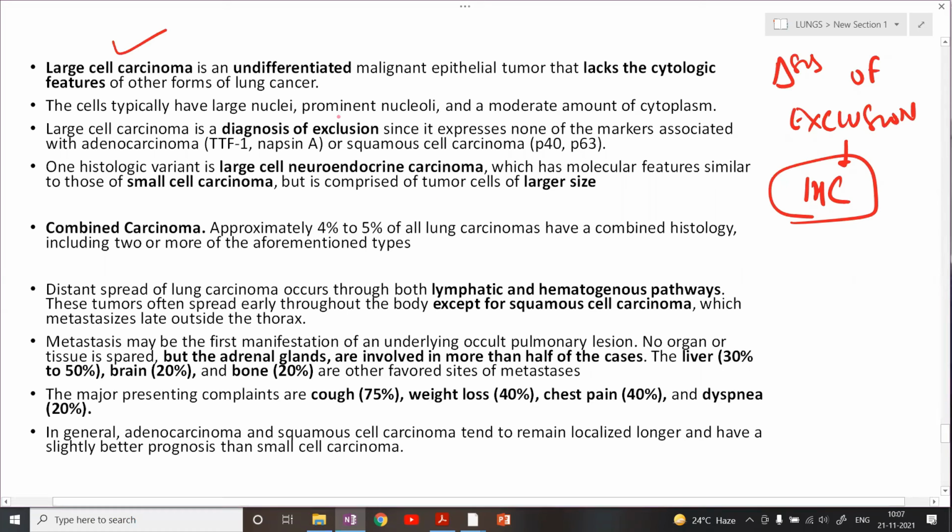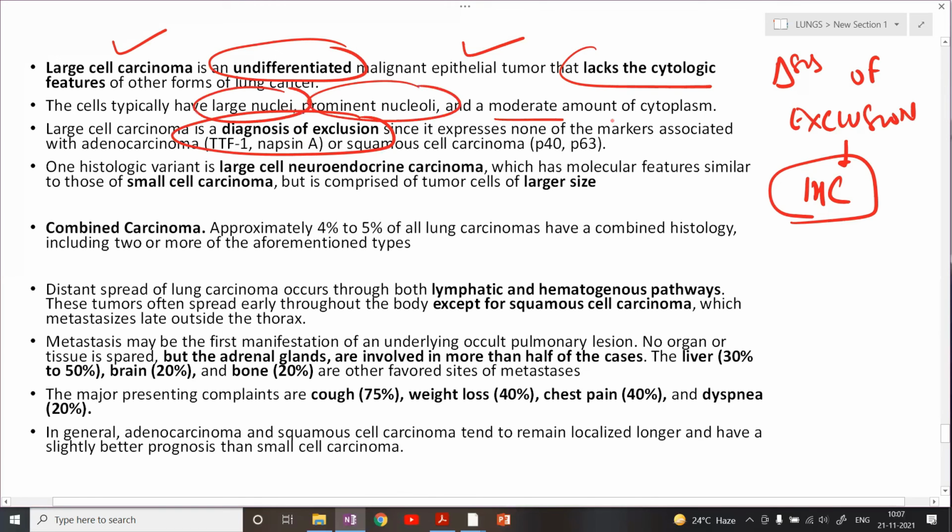Then they are labeled as undifferentiated malignant epithelial tumors lacking any features of any other form of carcinoma. They are a diagnosis of exclusion. They are not going to express any marker which is specific for any well-defined lung carcinoma. So this point is very important. Morphologically, these tumors are very large, with prominent nucleoli and a moderate amount of cytoplasm. That is why the term large cell carcinoma was used.